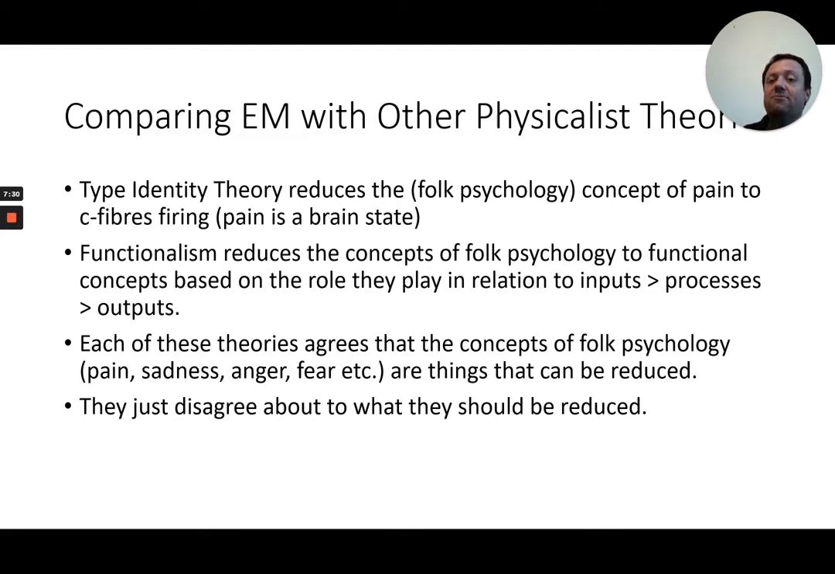Functionalism similarly reduces the concepts of folk psychology, but to functional concepts based on the role they play in relation to the functionalist tripartite theory of mind, which is inputs, processes, outputs. Now, both of these theories agree that the concepts of folk psychology, so pain, sadness, anger, fear, and so on, are things that can be reduced. They just disagree about what they should be reduced to.